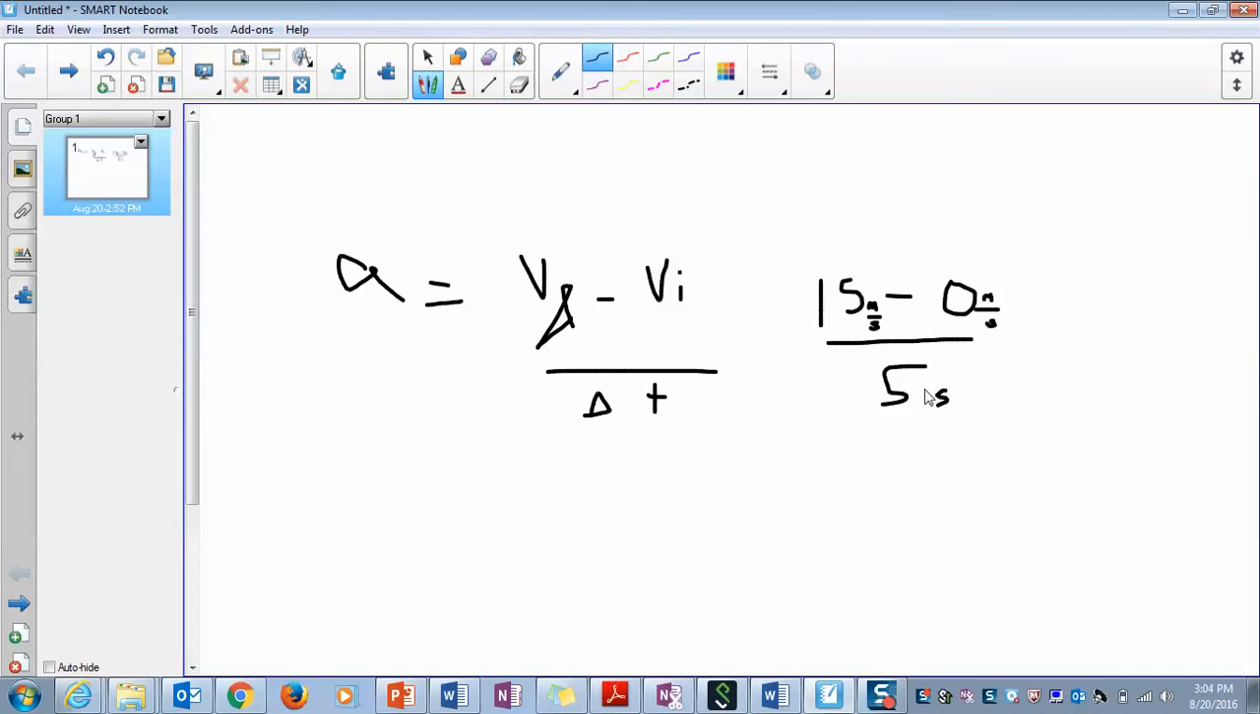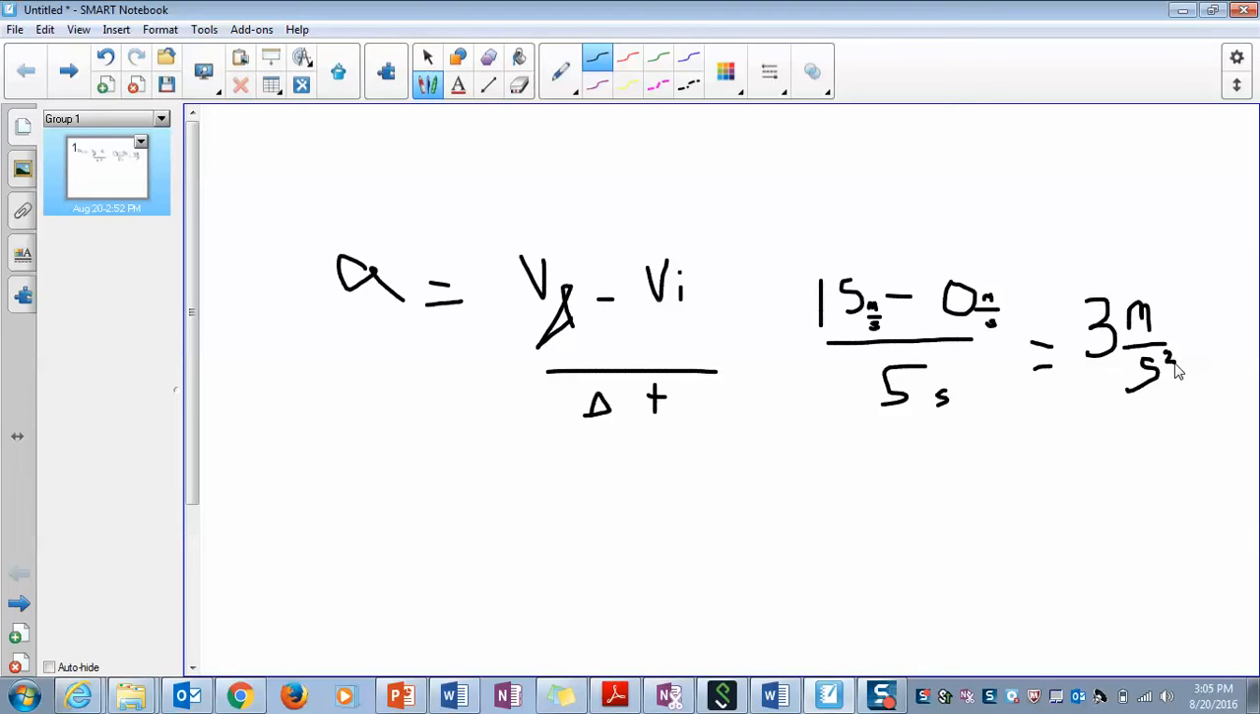So obviously we can do the math. 15 minus 0 is still 15. 15 divided by 5 equals 3. But what are my units? I had meters per second on the top and then another unit of seconds on the bottom. So we would actually say meters per second, which we just say is meters per second squared. Okay, meters per second times second.